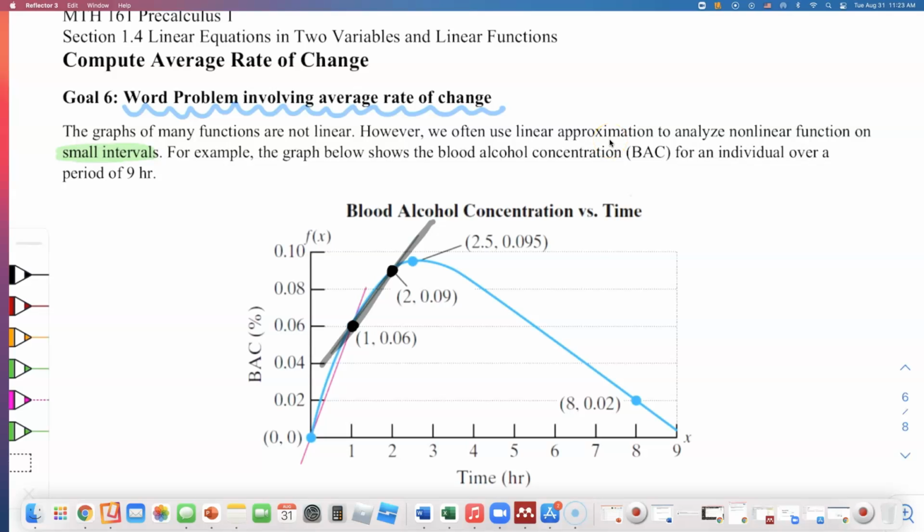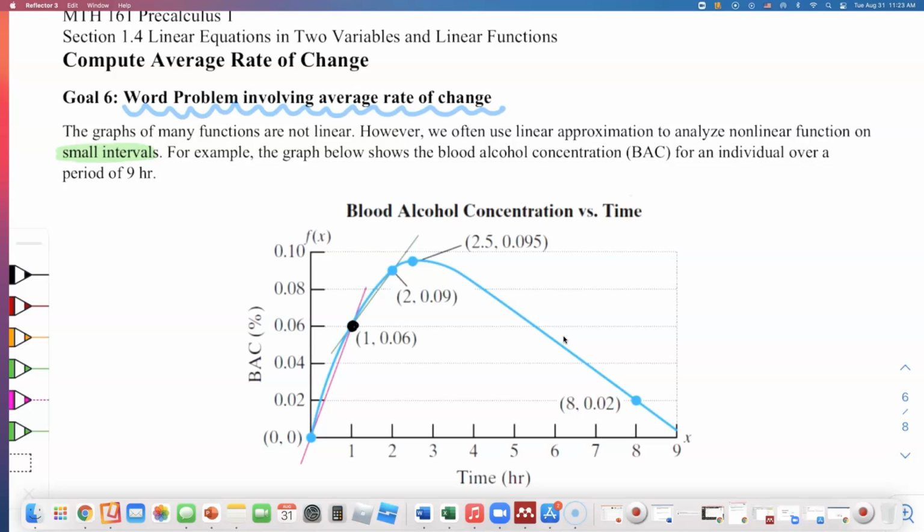But you don't want to pick a point at 1 hour and a point at 8 hours and draw a straight line, because that line is far from the actual blue curve, right? So you want to work with small intervals, like from 1 hour to 2 hours in this example. All right, let's take a look.